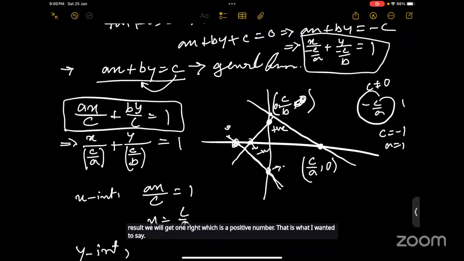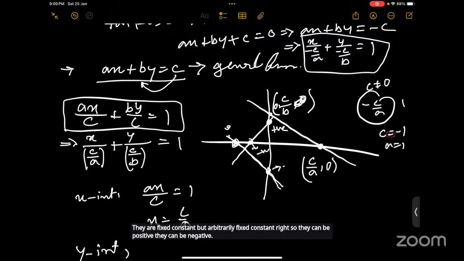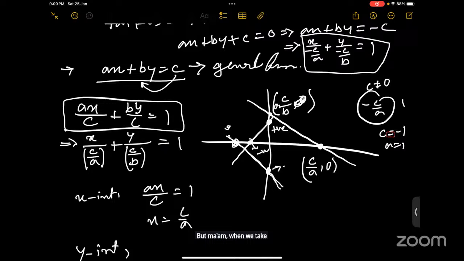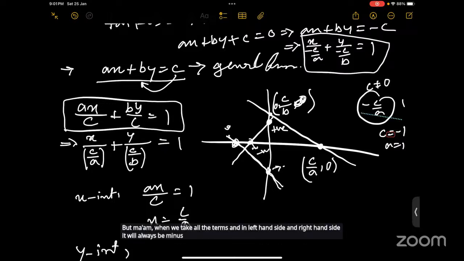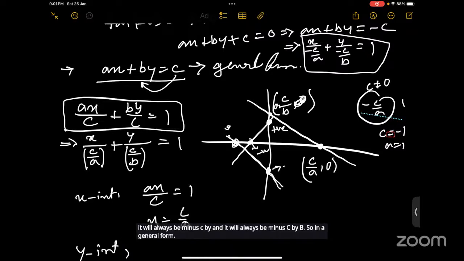They are fixed constants, but arbitrarily fixed constants, right? So they can be positive, they can be negative too. But ma'am, when we take all the terms on the left-hand side and right-hand side, it will always be minus C by A and always be minus C by B. So yes, in the general form, I said it.